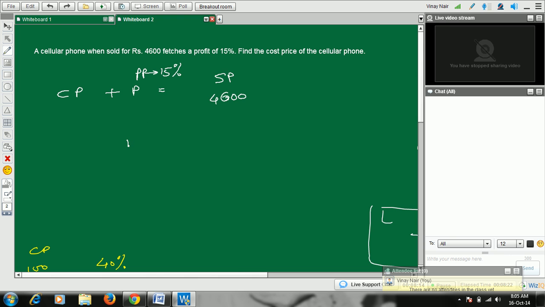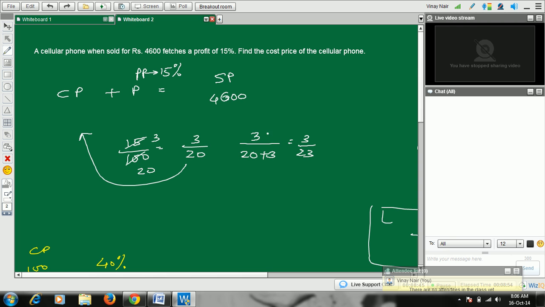So 15 upon 100 on the cost price. So how much on the selling price? We can simplify this, 5 goes 3 times, 5 goes 20 times. So it will be 3 upon 20 of the cost. When the profit is 3 upon 20 of the cost, how much is it of the sales? It will be 3 upon 20 plus 3, which is 3 upon 23. So profit is 3 upon 23 of the selling price. Now 23 will go 200 times, 200 times 3 is 600. So profit is 600. So cost price will be 4,000.